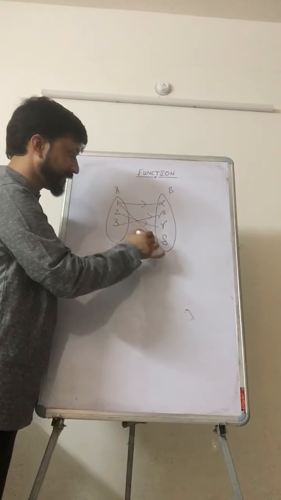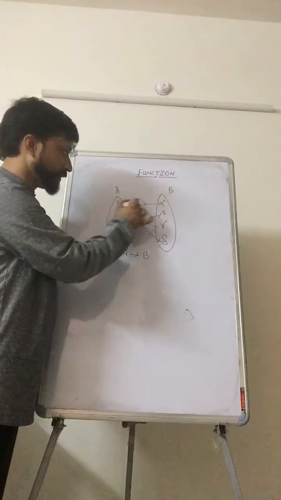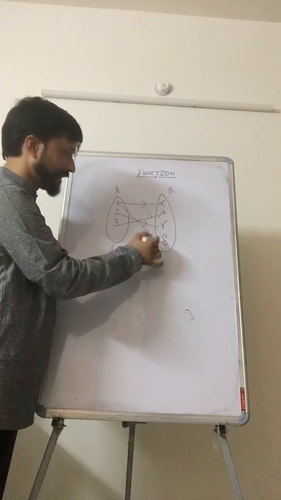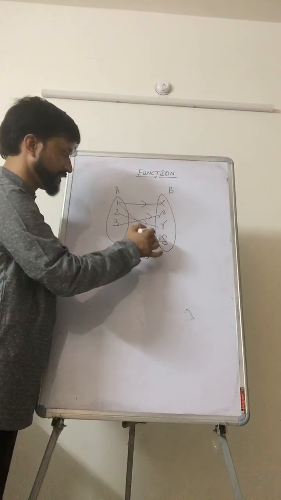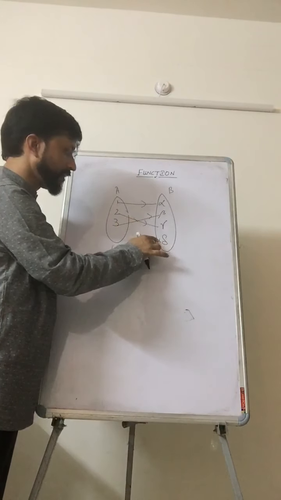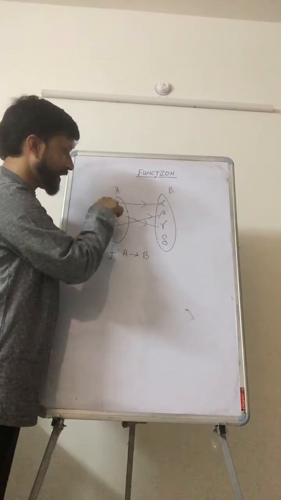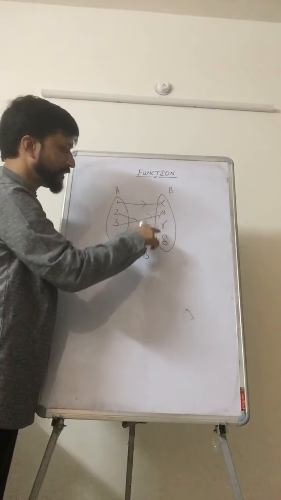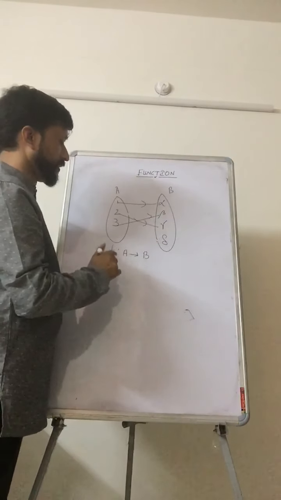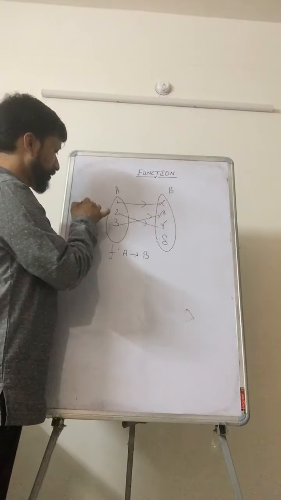Means if it is like this, one is associated with alpha and one is also associated with delta, then in this case this is not a function, because one element can associate with only one element in set B. One element of set A can associate with only one element of set B, then only it is a function. Take another example of a function.